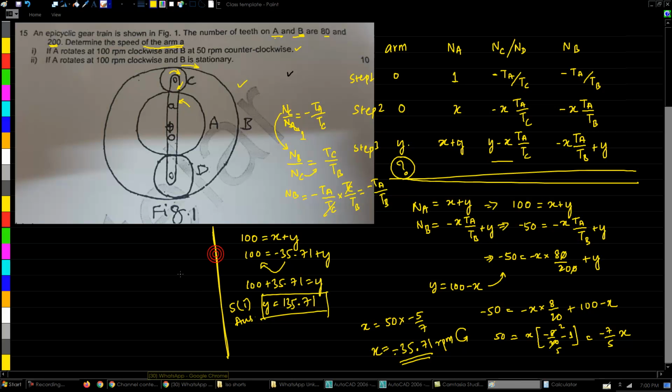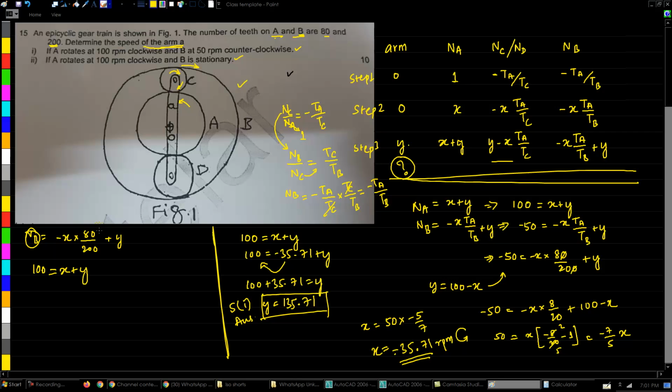Same way we'll have to find for the second bit. In the second bit, he is telling us that B is stationary. So the same formula will come here as well. Minus x tA tB, I will just substitute here itself. So that is 80 by 200 and plus y. Because B is stationary, nB value will be 0, and nA is rotating the same way. So the second equation will be the same, that is 100 equals x plus y.